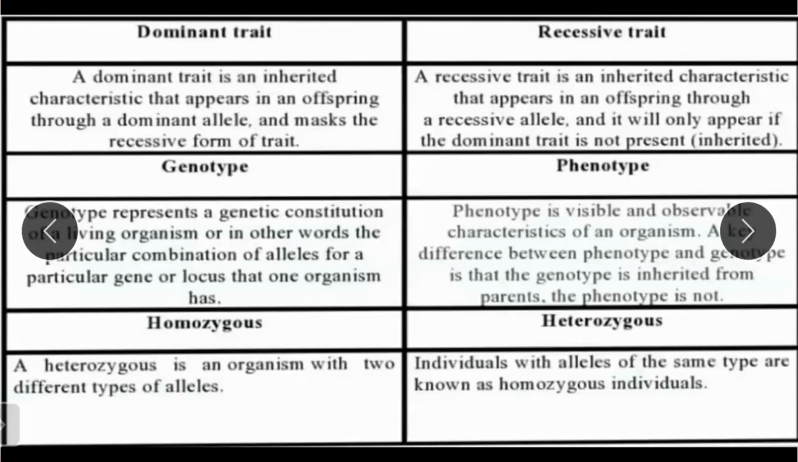Now, what do you mean by homozygous and heterozygous? A homozygous is an organism with two different types of alleles. Okay, no, not two different. They have the same type of alleles. And what are heterozygous? Individuals with two different types of alleles are called heterozygous. Homozygous means the same type. Heterozygous means two different types. Up till here, you understand what these are?